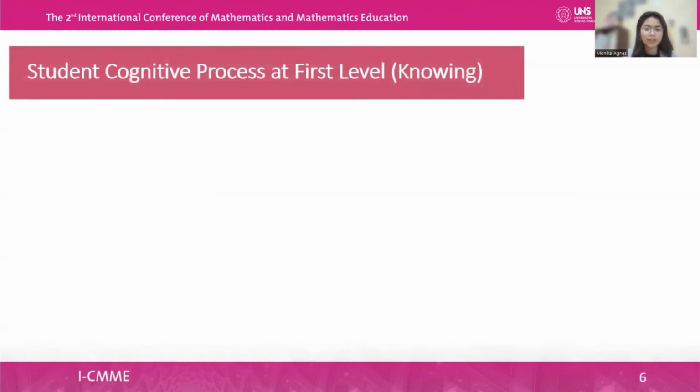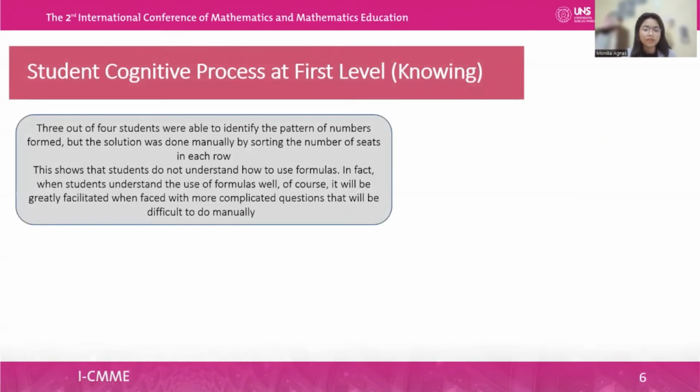In cognitive process, at first level, 3 out of 4 students were able to identify the pattern of numbers formed, but the solution was done manually by sorting the number of seats in each row. This shows that students do not understand how to use formulas. In fact, when students understand the use of formulas well, of course, it will be greatly facilitated when faced with more complicated questions that will be difficult to do manually.